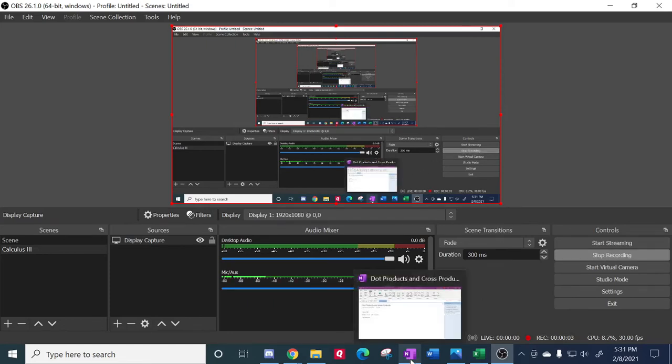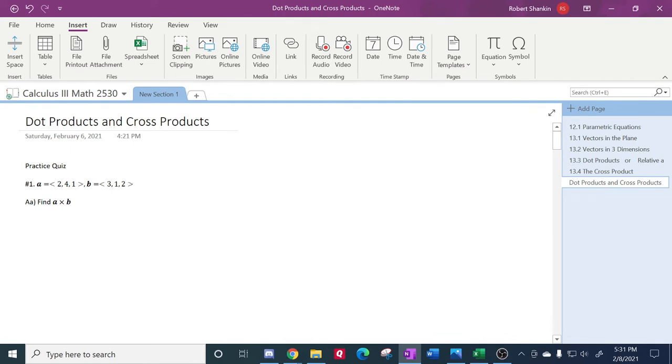And send you to the first problem on the practice quiz today. So today we're going to go more in depth into dot products and cross products, particularly the cross product. Go ahead and do number 1A.